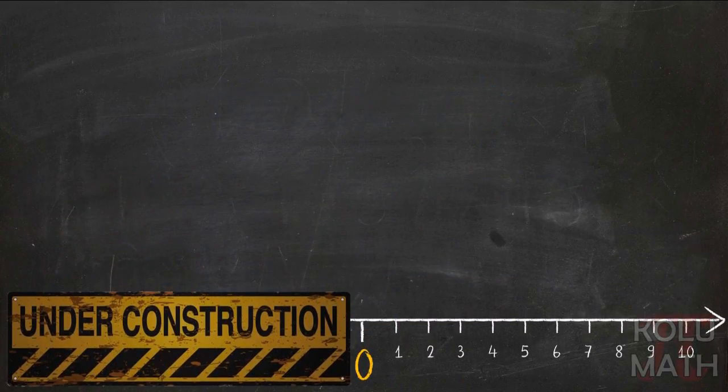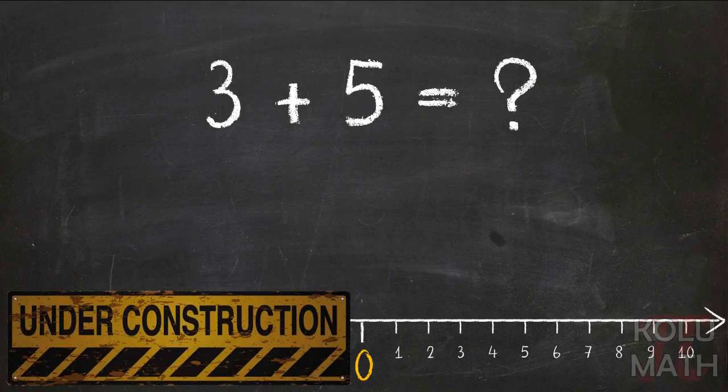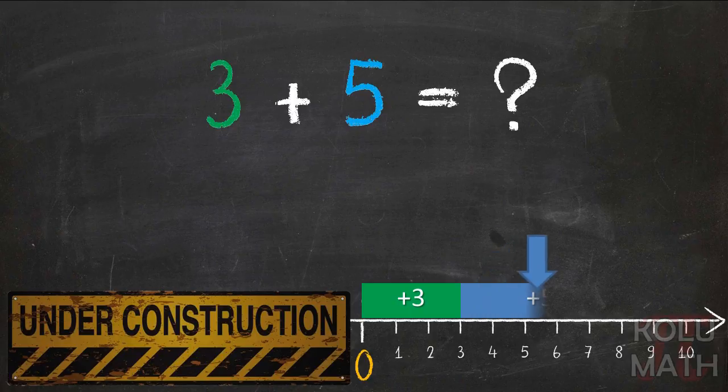All right, here, let's bring up kind of a simple example. We've got 3 plus 5. And if we work it the same way, we know that 3, 1, 2, 3, plus 5, 1, 2, 3, 4, 5, equals 8. And it's just that simple.